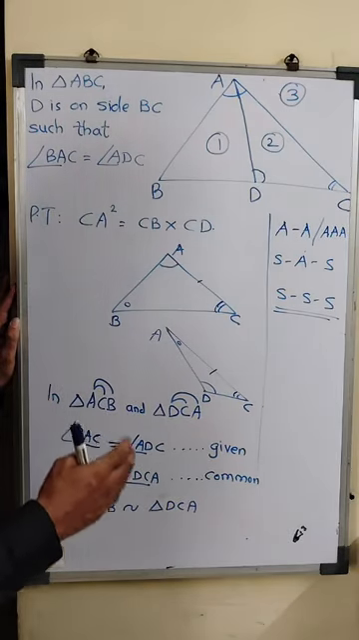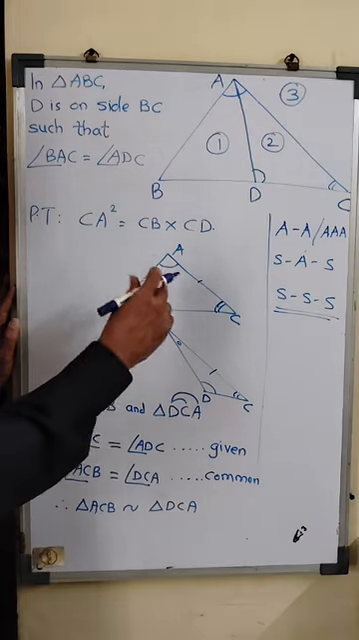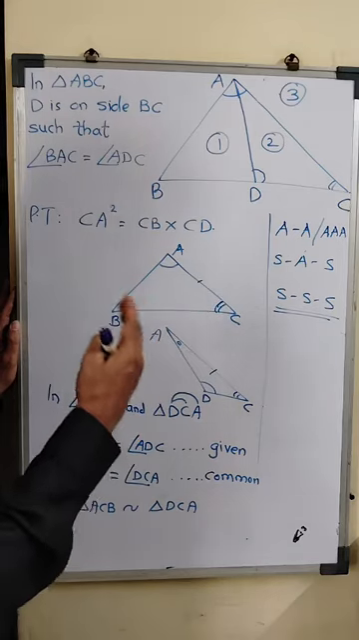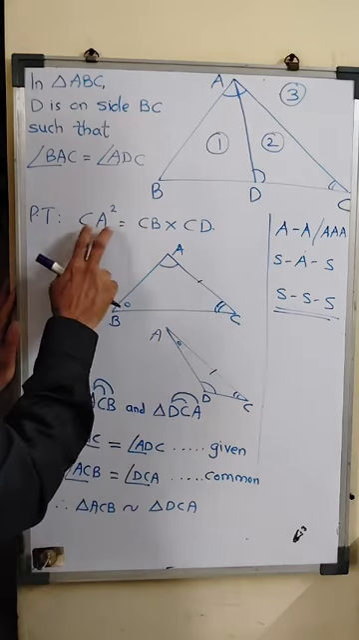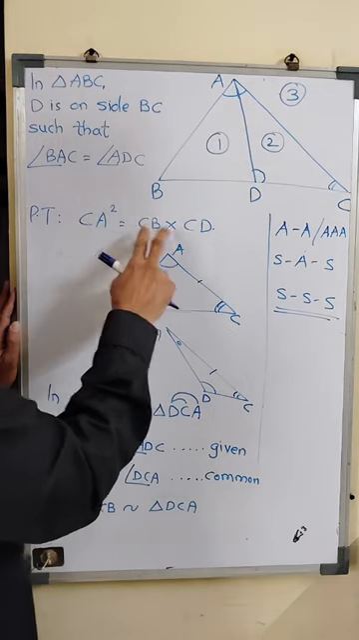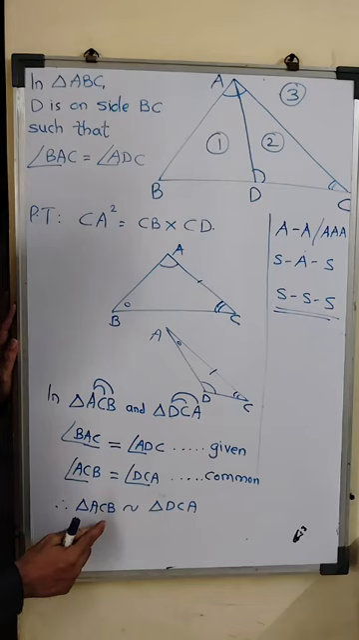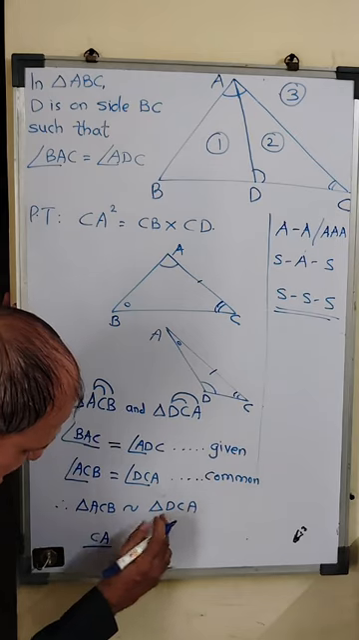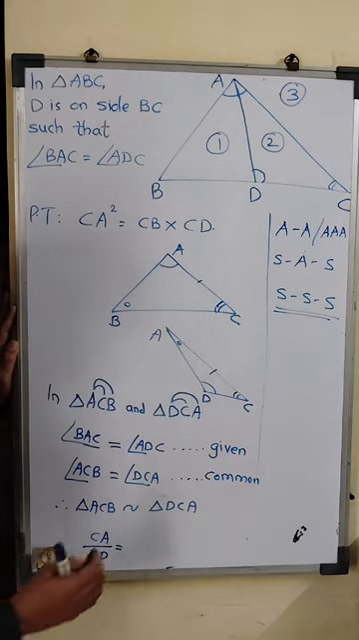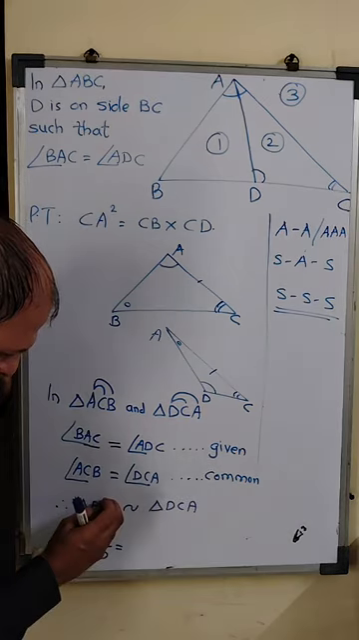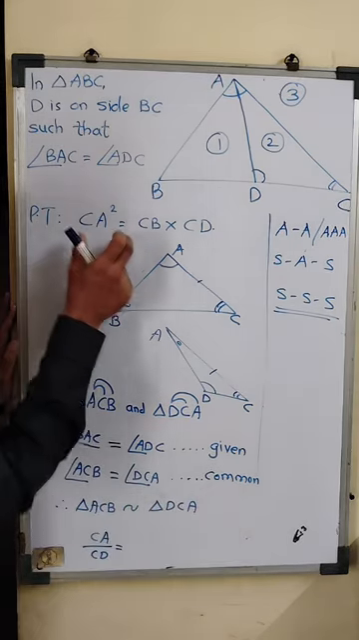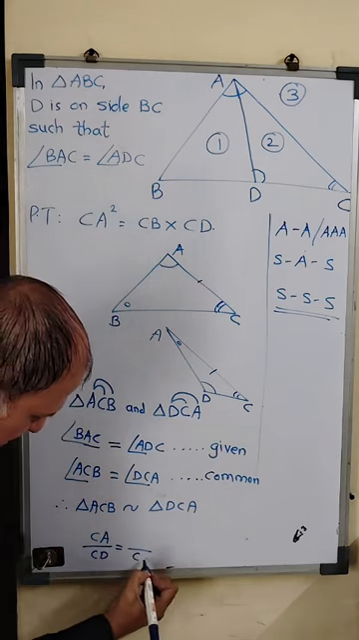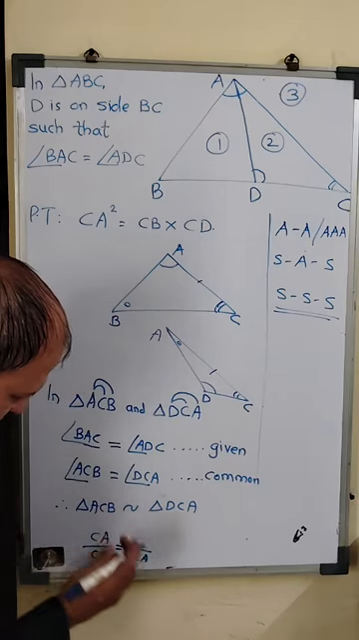Okay, when the triangles are similar, the corresponding angles become equal and the corresponding sides are in proportion. Now we want CA, right? Because we need to prove that this CA square is equal to CB into CD. So if I look at CA here, it will be like CA upon this CD, will be equal to, now if I have to take AC from here, then why do I need AC or CA? Because it is CA square, right? So if I take CA from here, so that has to be in the denominator. Okay, so I'll take CB here.